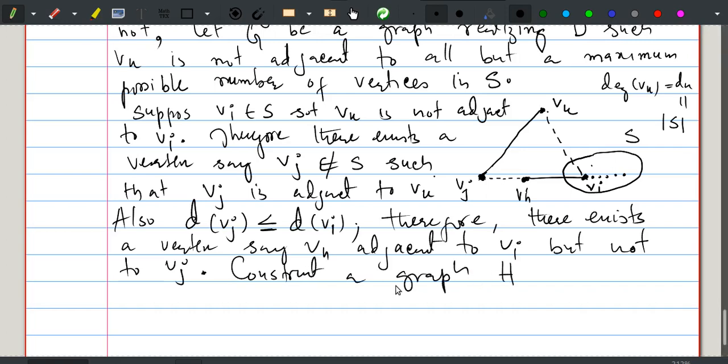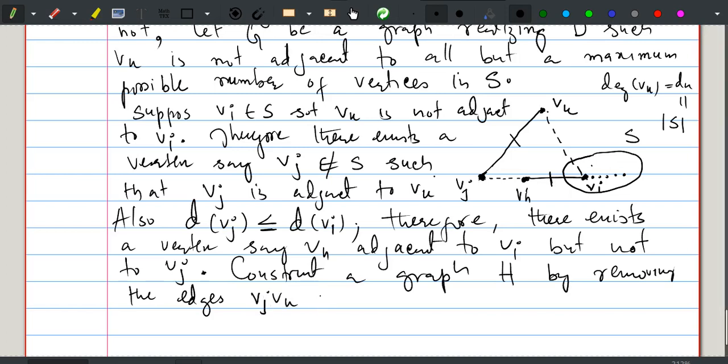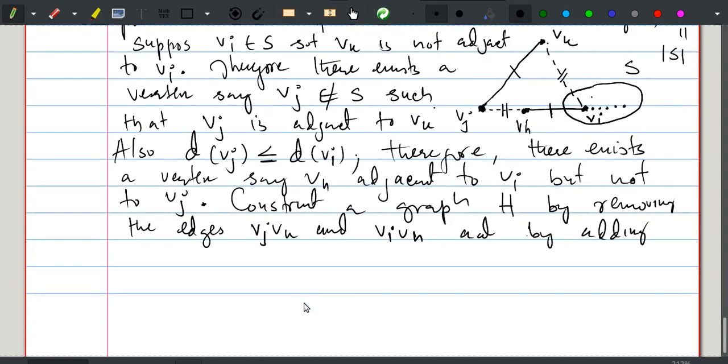H by removing these two edges, Vj Vk and Vi Vh, and let us add these two edges, by adding Vj Vh and Vi Vk.